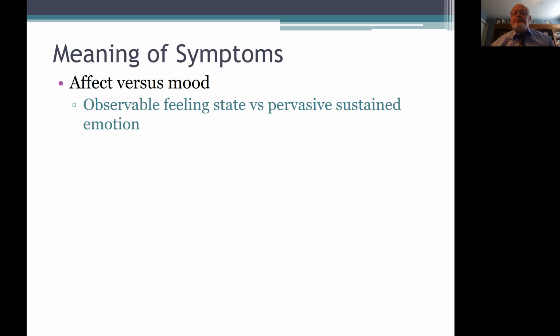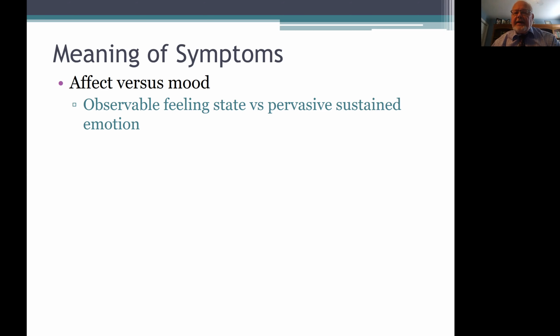I'm going to talk about tools that are used for assessing mental illness in order to have you more familiar with the ideas, the concepts, because there's insufficient time to teach you how to use the tools. But first, it's important to know the meaning of symptoms.